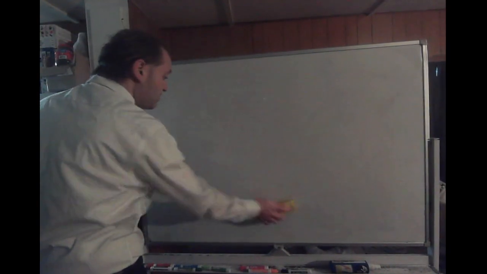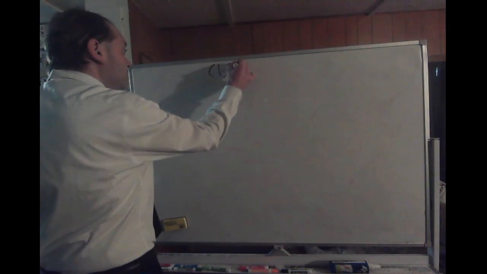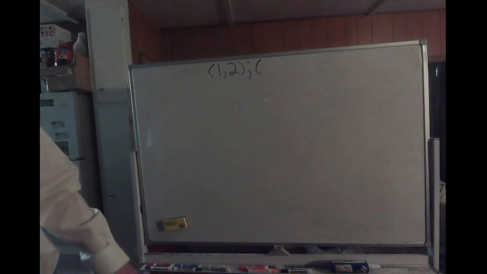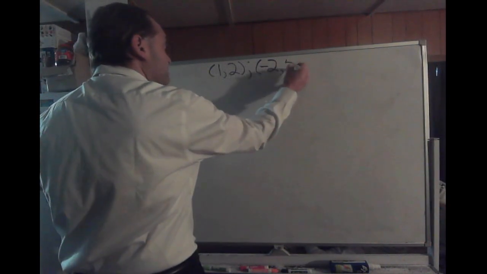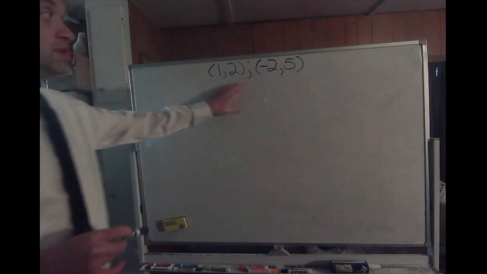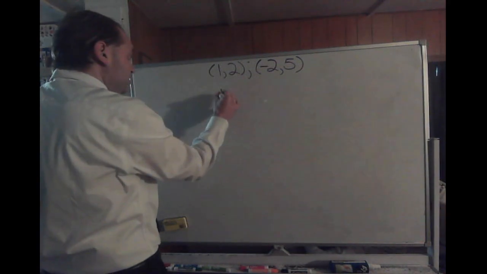Okay, let's see. Now, boy, they sure love that point 1, 2. Let's do the point 1, 2 again. Let's see what this second point is this time. Now it's going to be negative 2, positive 5. So what if we had the point 1, 2 and then negative 2, 5? So m is your slope.